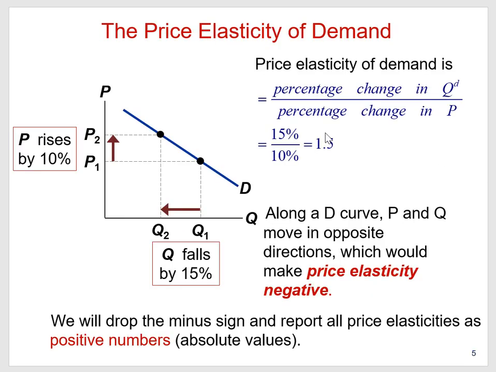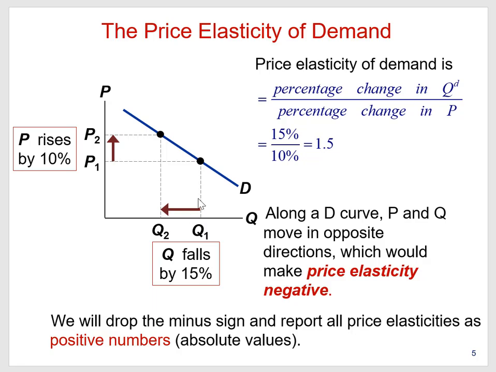So price elasticity of demand is calculated using this formula where we have in the numerator percentage change in quantity demanded. In the denominator we have percentage change in price. Now let's look at this case here where we have a rise in price from P1 to P2 by 10%. That rise in price induces a decline in quantity demanded. And that decline in quantity demanded is by 15%. So that's from Q1 to Q2.